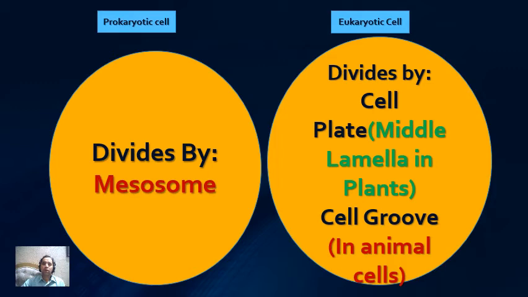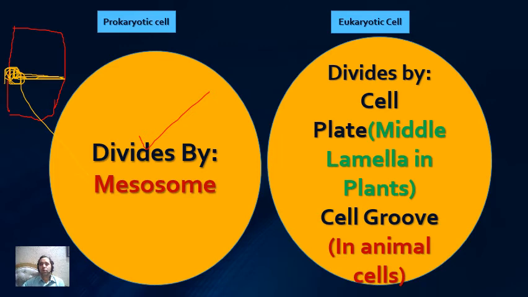Actually the cell in prokaryotic cell divides by mesosome. What is mesosome? For example, let's say this is a bacterial cell. In the center of the bacterial cell there is a body, for example, here. This is the body which is round in the center of the bacterial cell. This body ultimately divides the bacterial cell into two. This is called the mesosome.